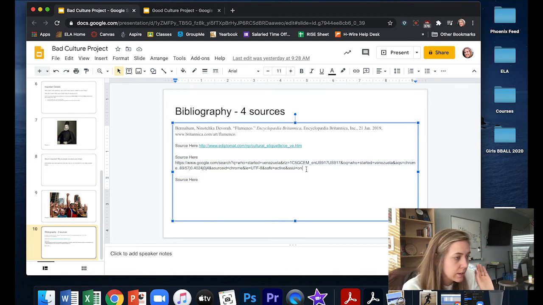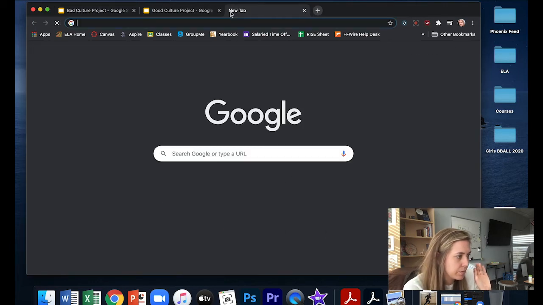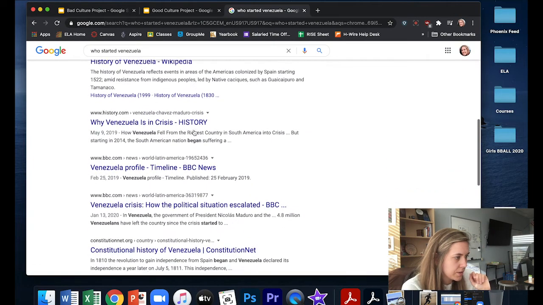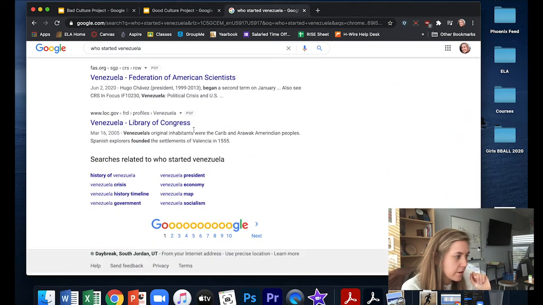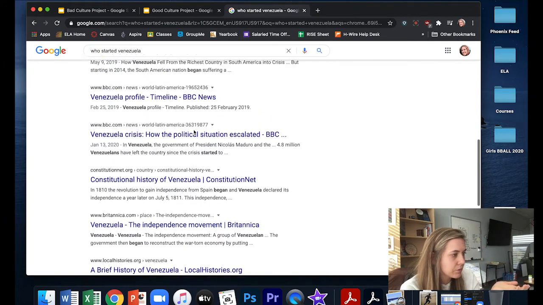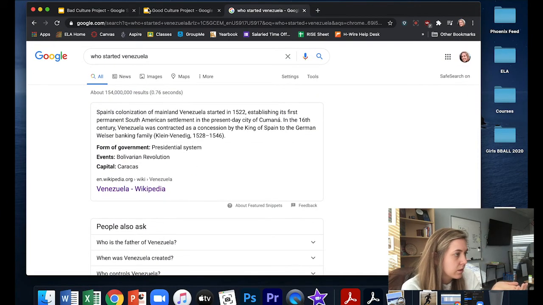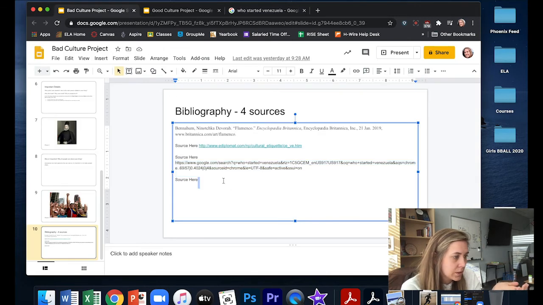This doesn't work. Because see, if I copy and paste this into a new tab, look at all the things that are available. As a teacher, I would have no idea which of these websites you actually read, okay? So that just doesn't work.